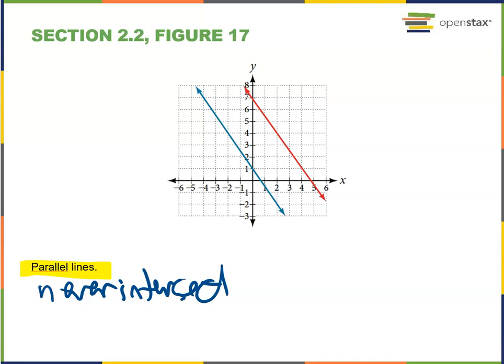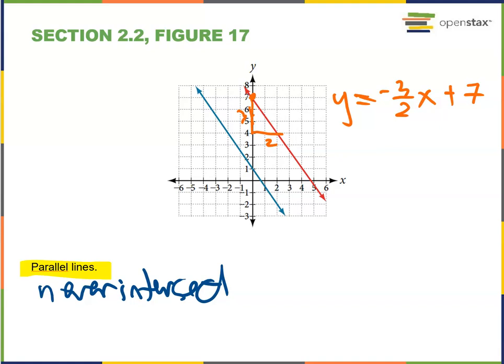So let's say this red line here. The y-intercept is at (0, 7). Let's get the slope here: 1, 2, 3, and 2. So we go down 3 and 2 to the right, so that is the slope. And you have the y-intercept at 7. So y equals negative 3/2 x plus 7.